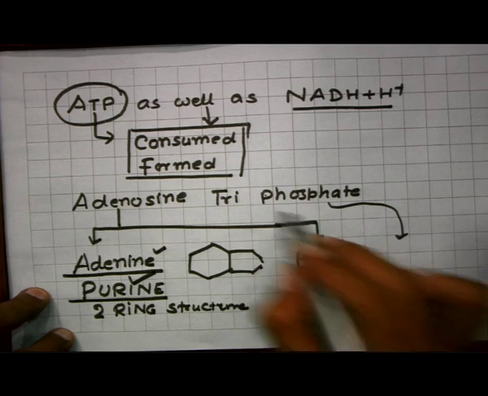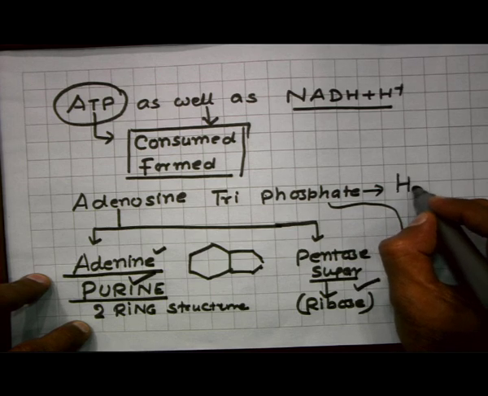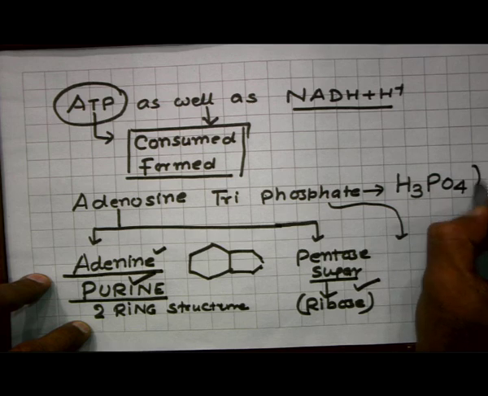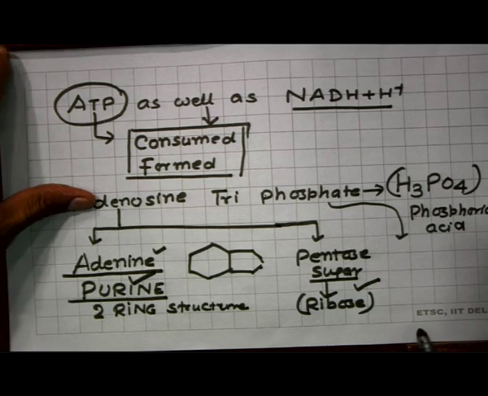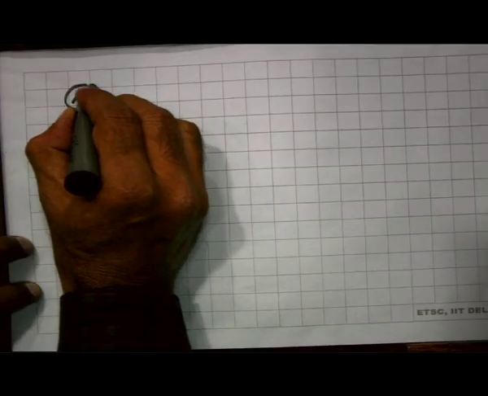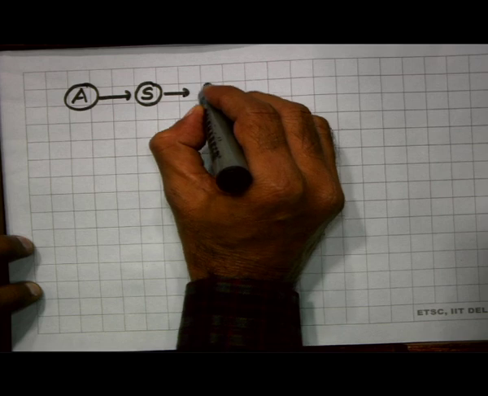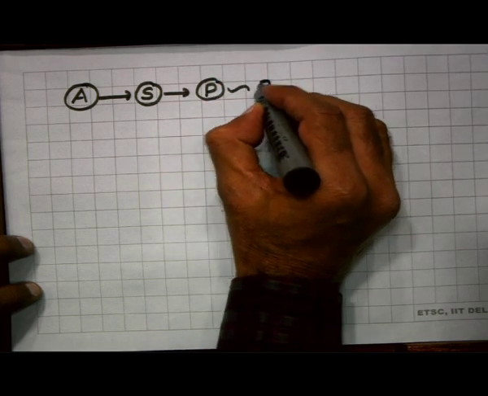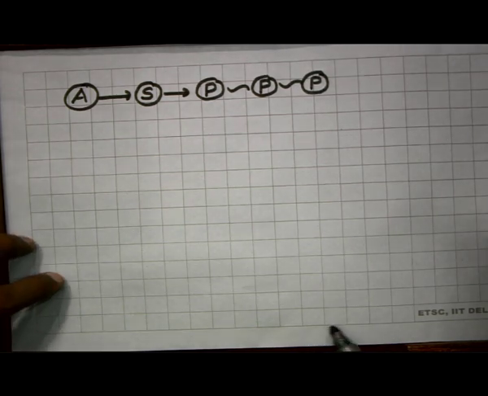Then the 3 phosphate molecules combine with this. The phosphate molecules are present in the form of phosphoric acid, H3PO4. Simply we can say the ATP is formed by adenosine, adenine, sugar and 3 phosphate molecules, which are in the form of ATP.